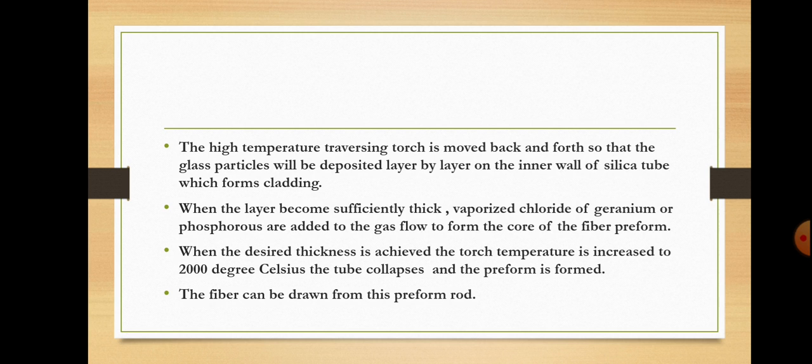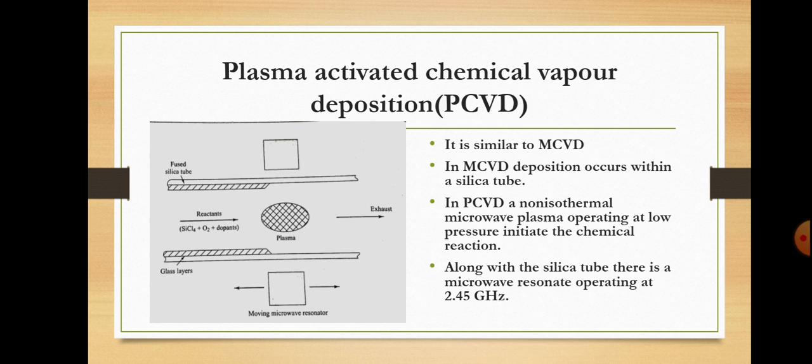When the desired thickness is achieved, the torch temperature is increased up to 2000 degrees Celsius, so that the tube will collapse and the original preform is formed. Once we have the preform, we can give it to the fiber drawing apparatus in order to draw thin, precise fibers. So this is all about modified chemical vapor deposition. Here deposition takes place inside the tube, and soot formation is taking place.